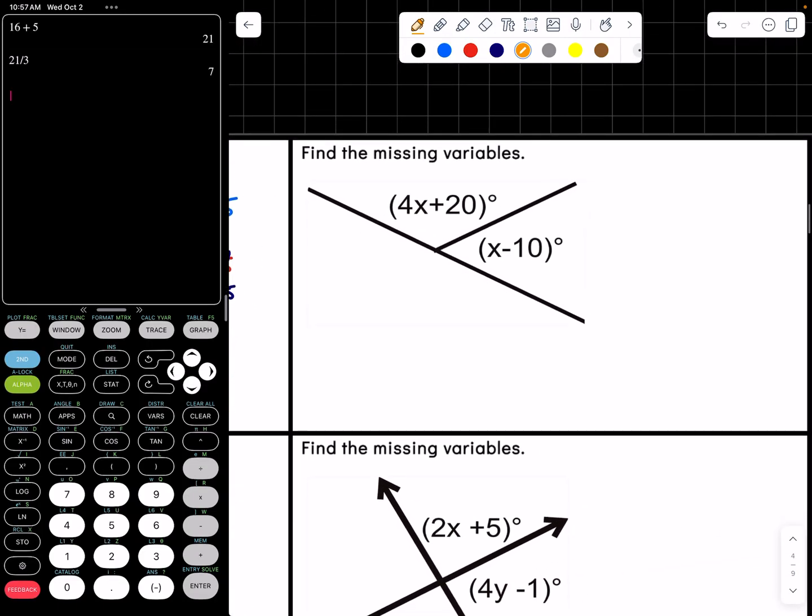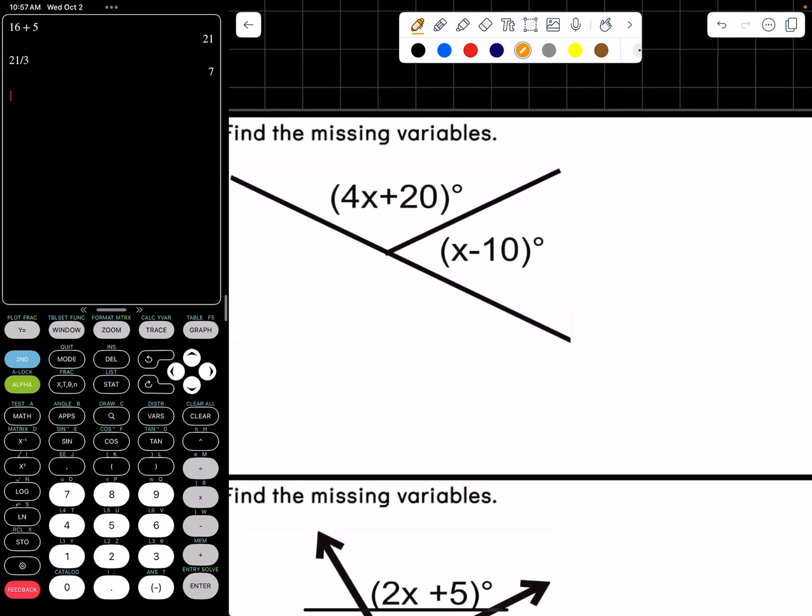Let's go on ahead and do this top right example. Okay. Remember, these two angles are a pair of angles that form a straight line. So if it's a pair of angles that form a line, we have a linear pair. And remember, linear pair is going to be supplementary, which means they're going to add to 180. So I have 4x plus 20 plus x minus 10 equals 180.